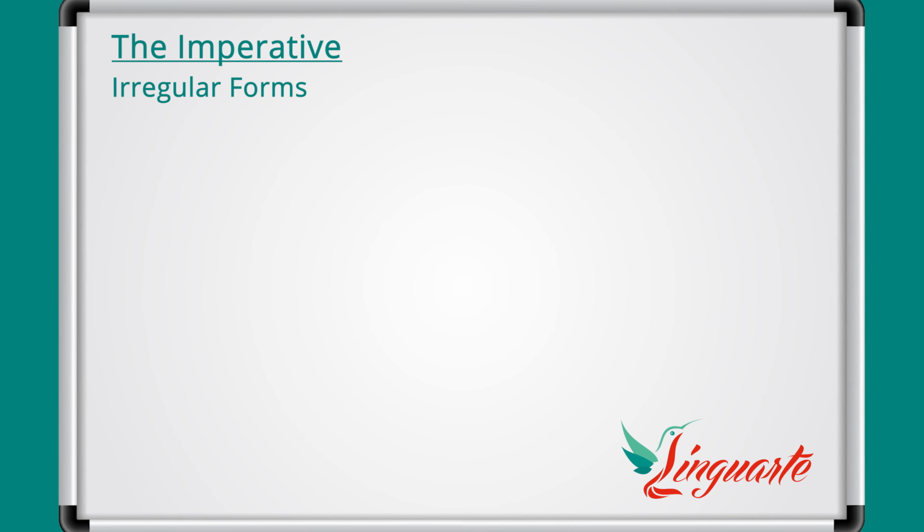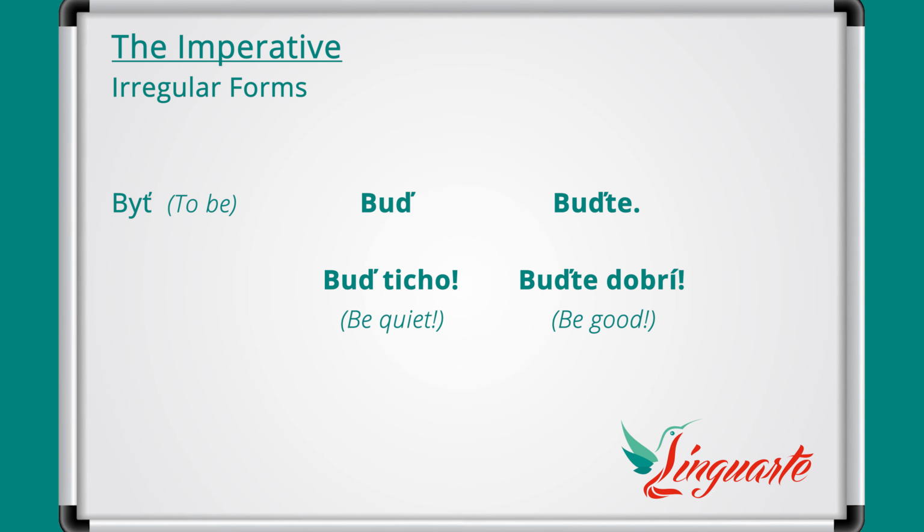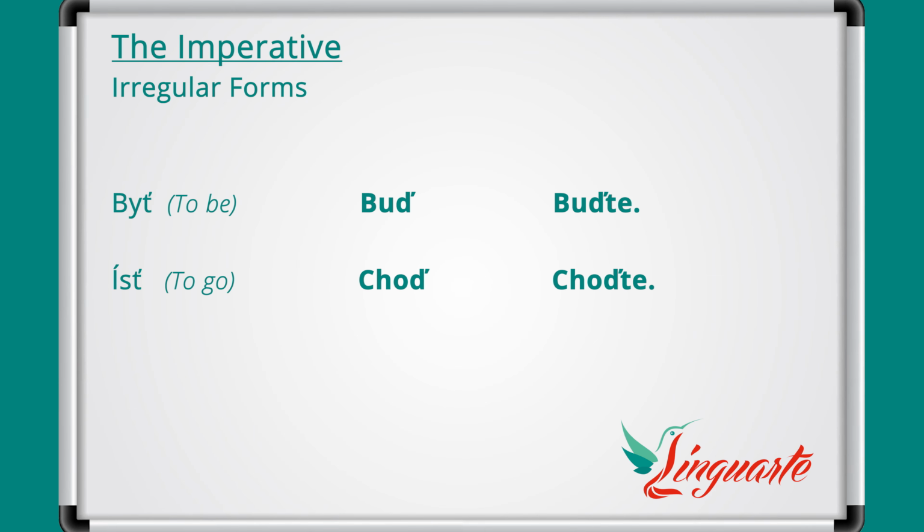There are some irregular imperative forms. The first would be the verb to be, byť. The imperative singular would be buď, and the plural buďte. We use it in a sentence like be quiet, buď ticho. Be nice, in plural, buďte dobrý. The verb to go, ísť, also has an irregular imperative form. Choď in singular and choďte in plural.